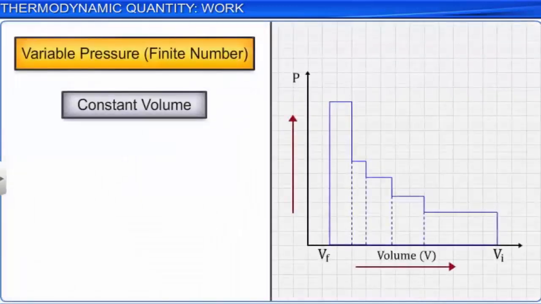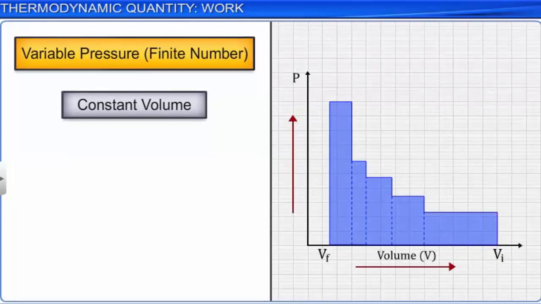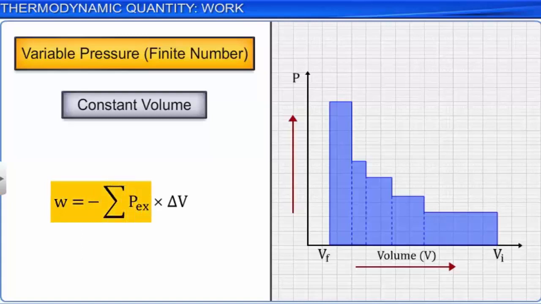If the pressure is not constant and changes in a finite number of steps for every stage of compression, then the work done is calculated as W equals minus the summation of pressure multiplied by change in volume. When these values are plotted on a graph, the work done on the gas is visible in the shaded area.